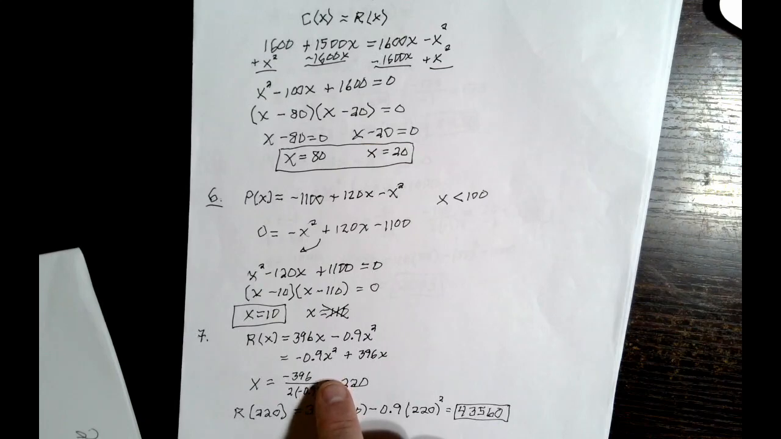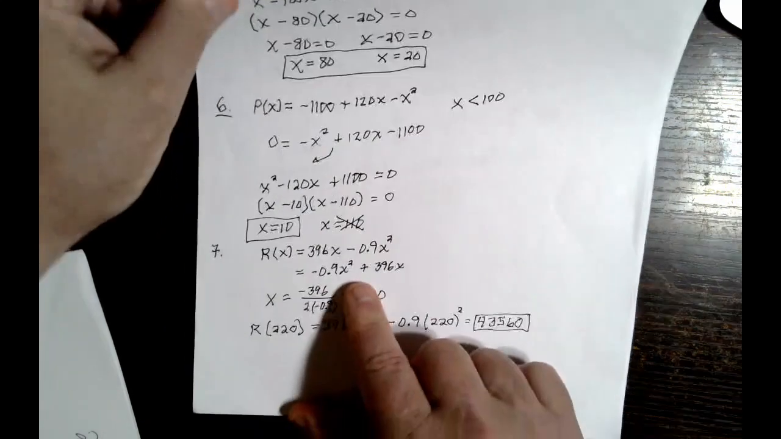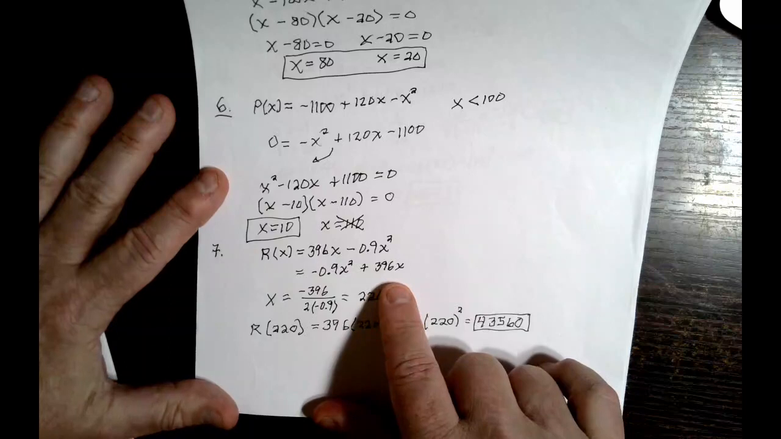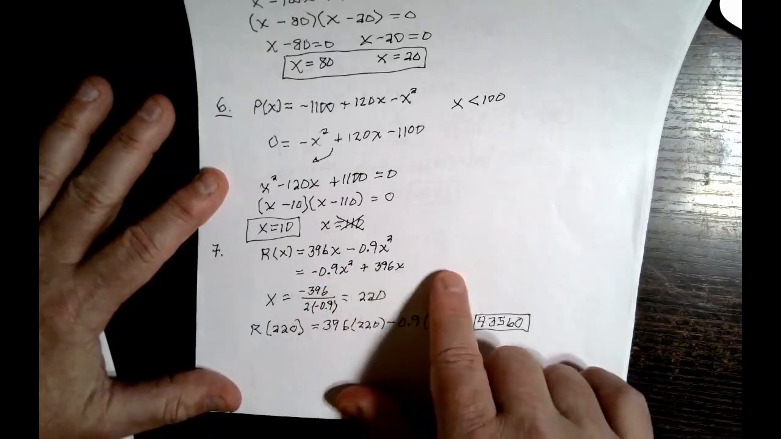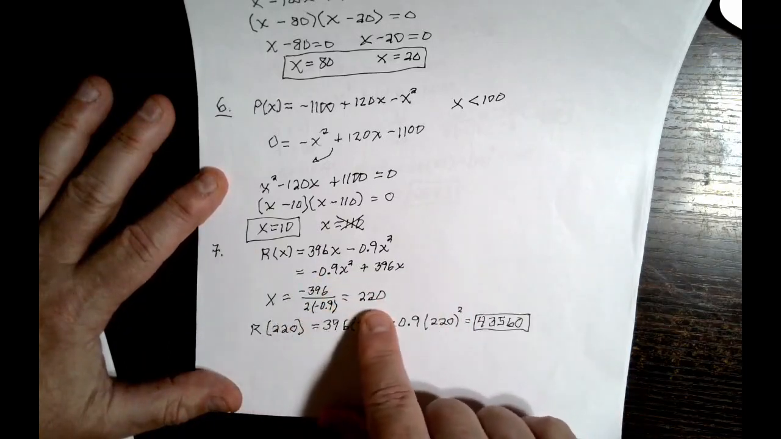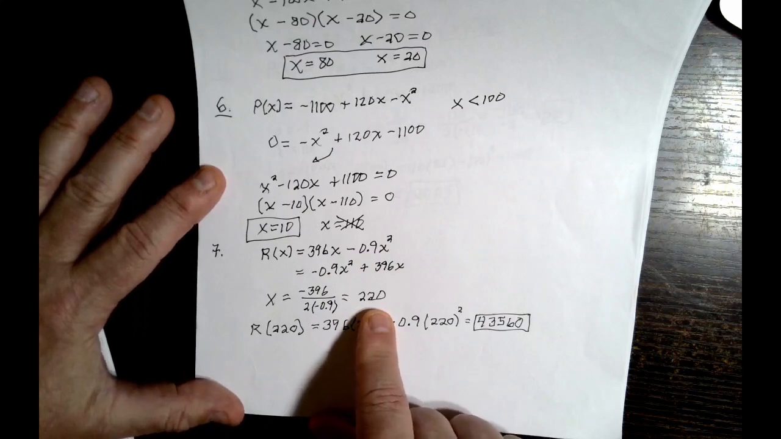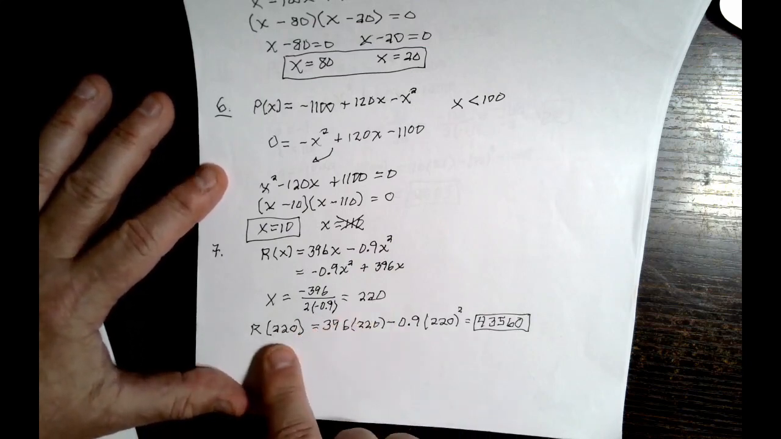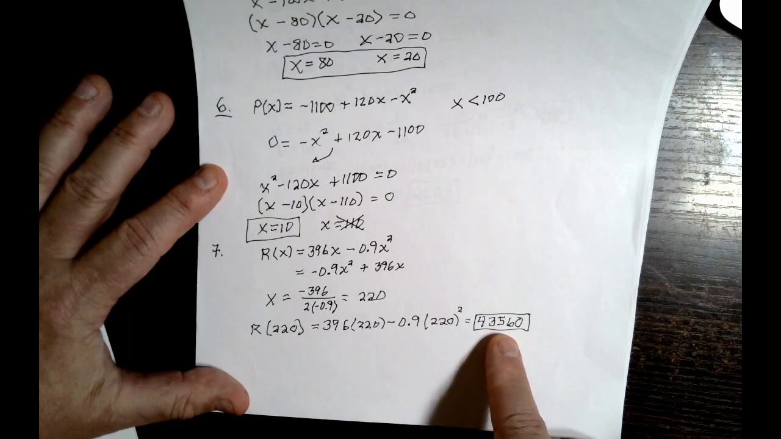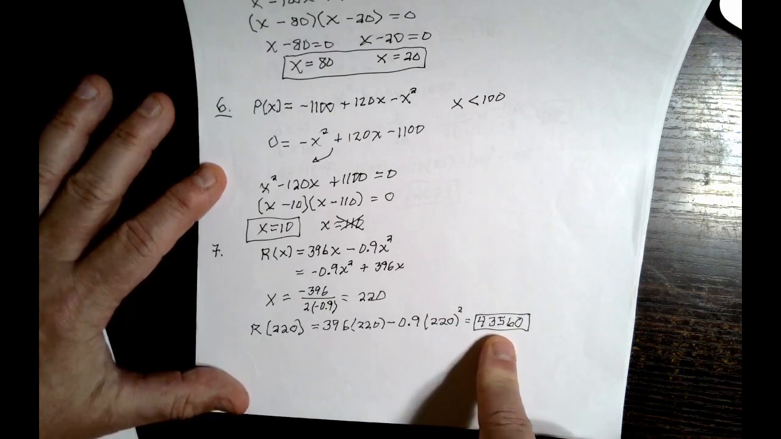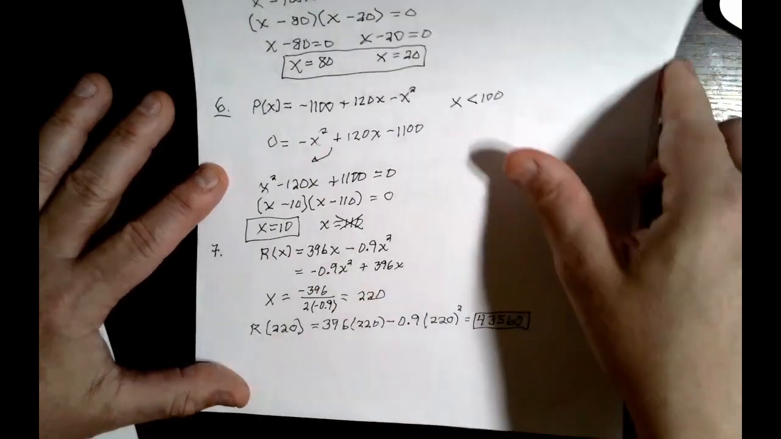Number 7, find the maximum revenue for the revenue function given. I write it in descending order. Now I know my A and my B and my C. I figure out the fraction here. That's my x coordinate of my vertex. And I plug that in, and I get my y coordinate. So my maximum revenue is this number here, the y coordinate of my vertex.